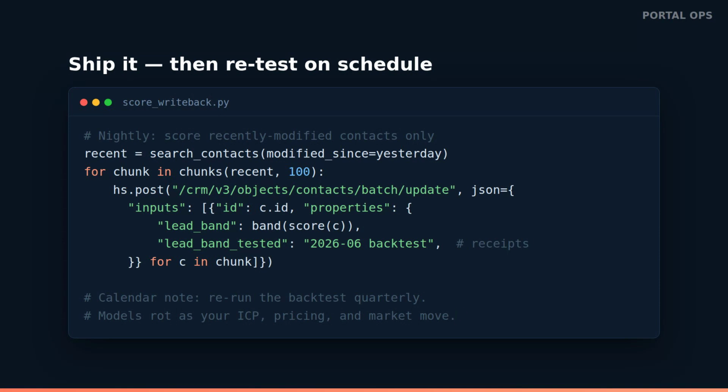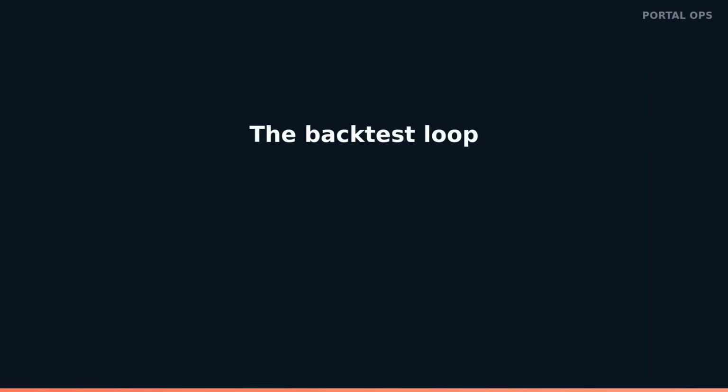Then put a quarterly retest on the calendar. Scoring models rot. Your ICP shifts, pricing changes, a new segment shows up, and the model keeps confidently scoring a market that no longer exists. The backtest isn't a launch gate you pass once. It's a recurring checkup. The whole loop on one slide.